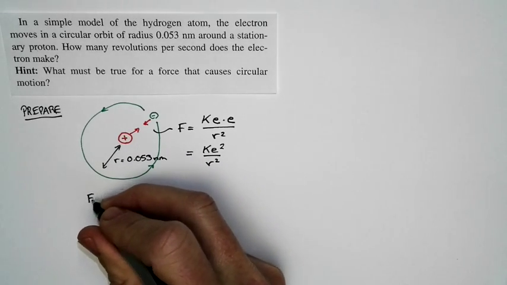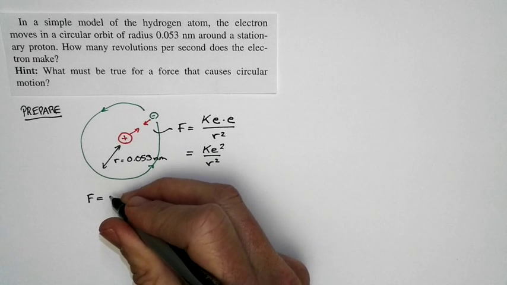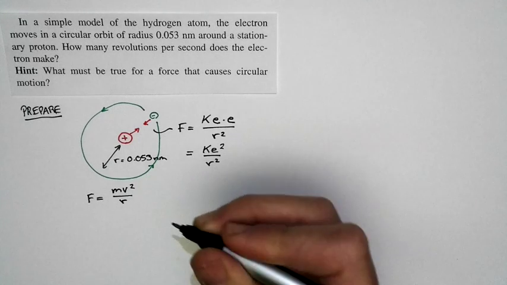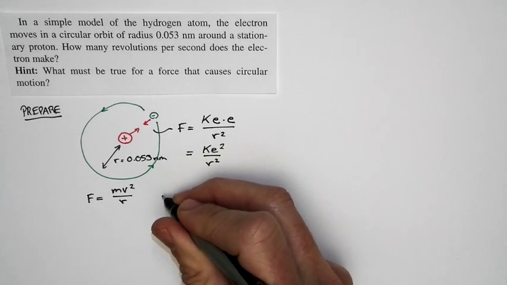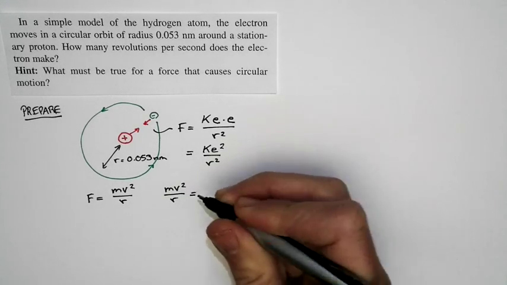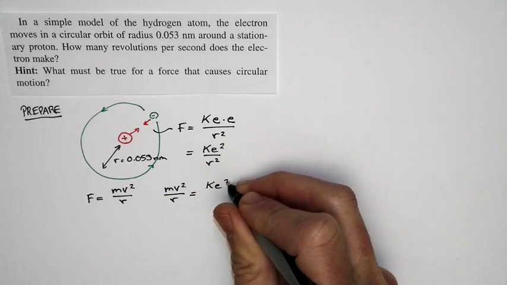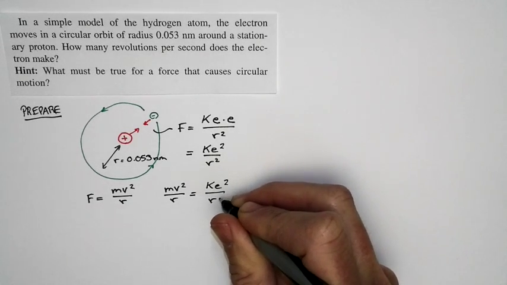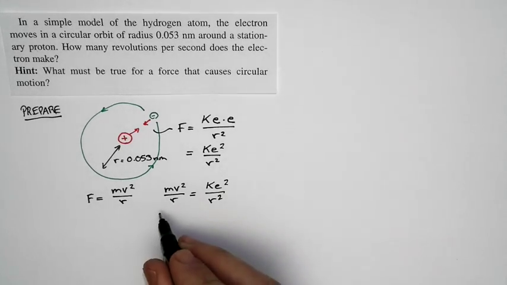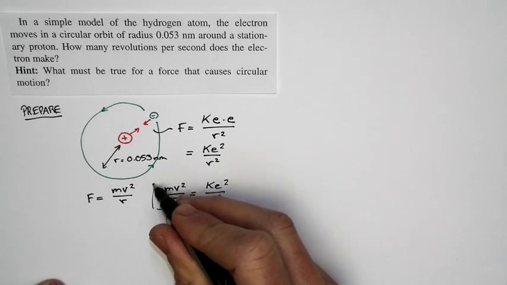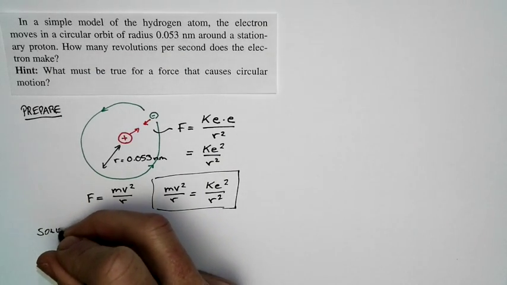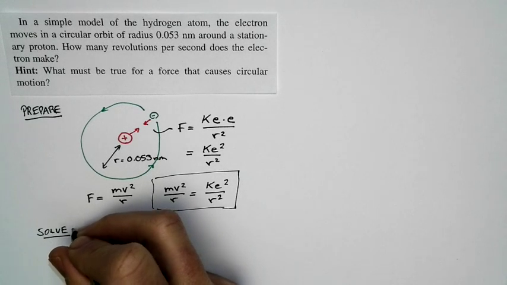Now, we saw back in chapter 6 that to make a particle go in a circular orbit requires a force of m times v squared divided by r. So we can equate the force necessary to produce circular motion to the electrostatic force between the two particles, because that is the force that is producing the circular motion. So this is our basic working equation. And with this in hand, we're ready to proceed to a solution. So let's go ahead and solve.